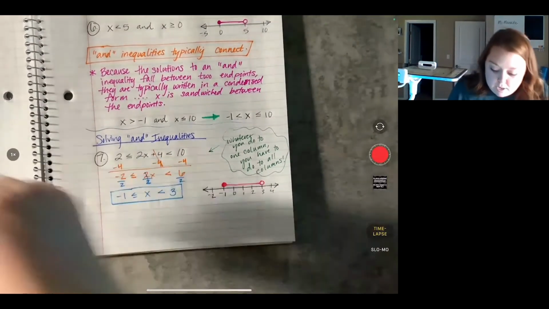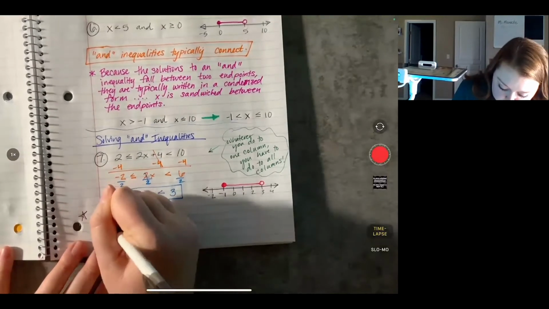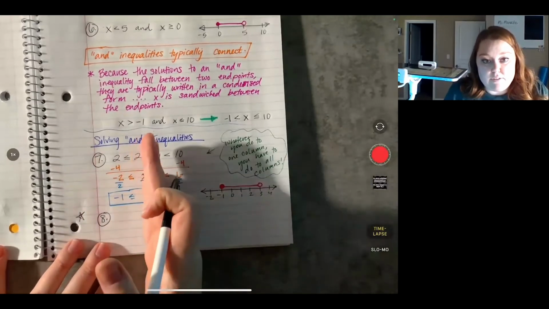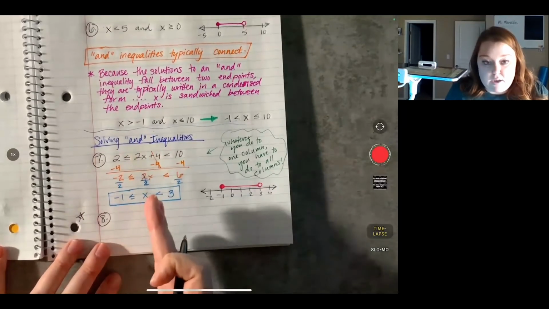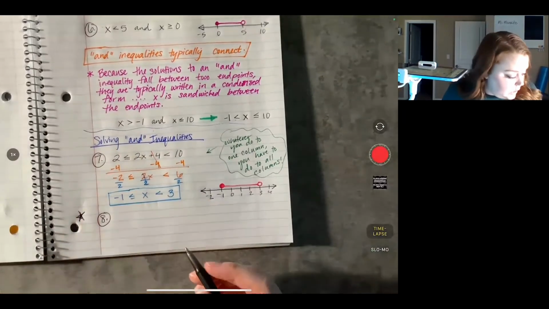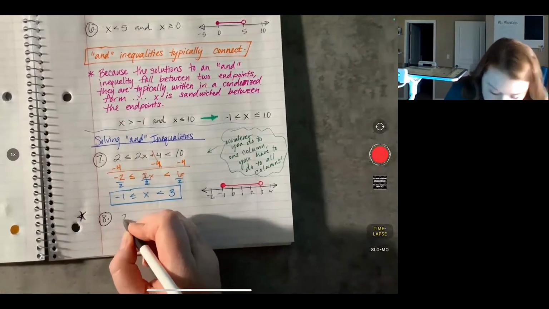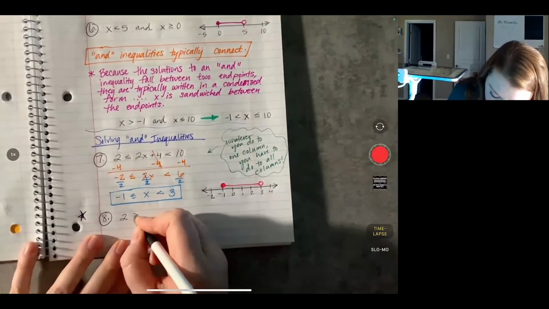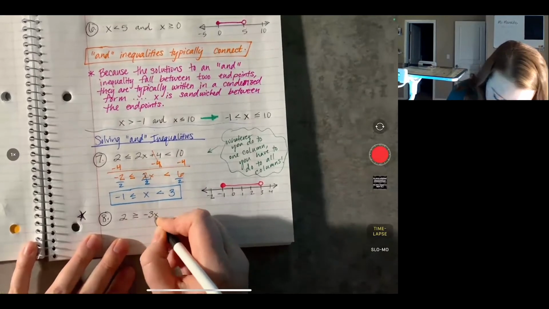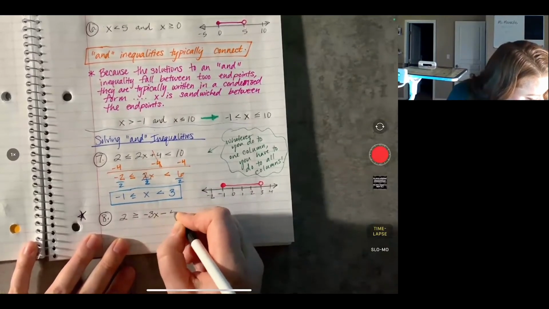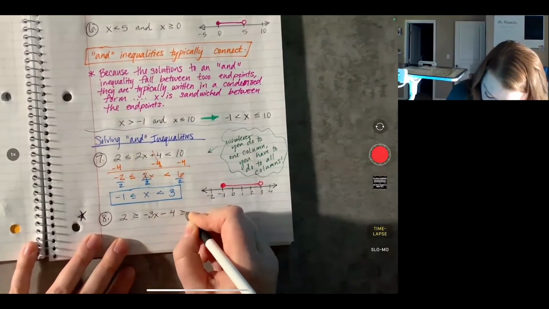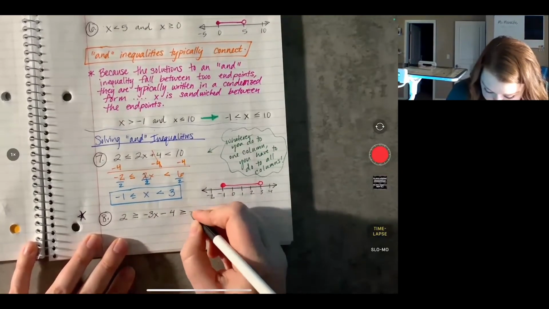All right, so this next one, number 8, is going to be a similar situation. Your x is in the middle, but you have to get it isolated. So here you go. This is your practice question. You'll enter it into your entry task. 2 is greater than or equal to negative 3x minus 4, which is greater than or equal to negative 16.